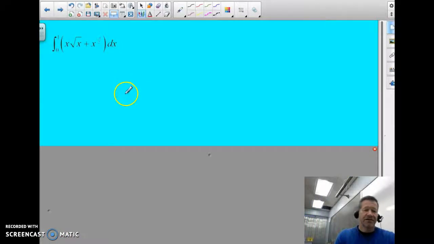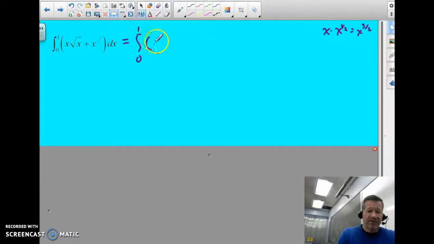On to the next. This one, you'll notice the first term is pretty ugly, so we probably want to rewrite that. Let's go from 0 to 1, and this is x times x to the 1/2. So in the corner here, if I go x times x to the 1/2, that should give me x to the, I add the exponents, 3 halves.